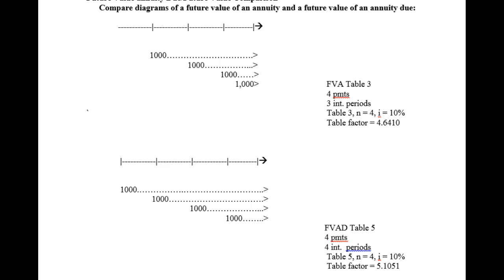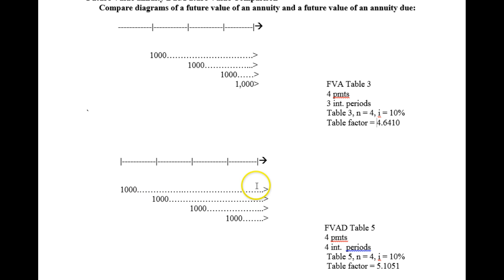I'll use an example of $1,000 payments made, 4 payments at 10%, an easy number. $4,000 when payments are made at the end of 4 periods, 1, 2, 3, and 4, where the first payment has 3 interest periods, the second payment 2, the third 1, and the last none. Table 3 shows you an interest factor, n equals 4 and i equals 10%, of 4.6410. Compare that to an annuity due, where payments are made at the beginning.